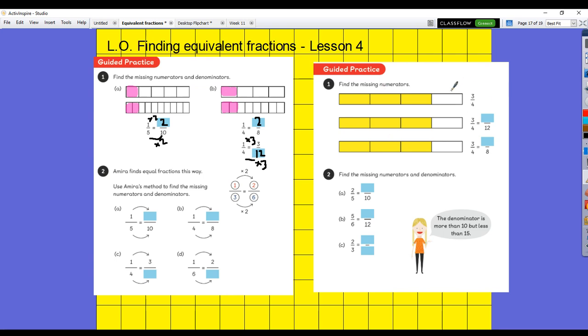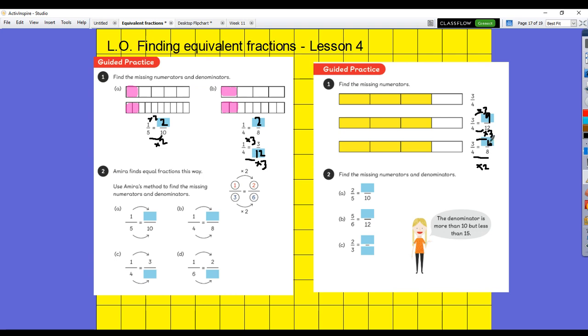We've got 3/4. So what have I done to 4 to get to 12? I've multiplied it by 3. So 3 times 3 is going to be 9. So we know 3/4 is equivalent to 9/12. What about this one down here then? 4/8. What have I done to 4 to get to 8? We've multiplied it by 2. So 3 times 2 is 6.